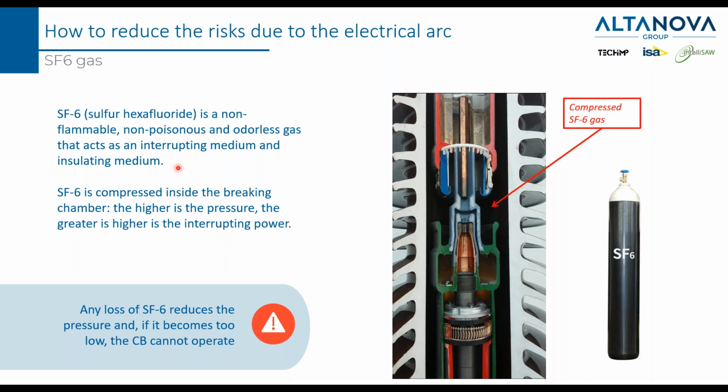The power of this gas is proportional to the pressure. So the higher the pressure, the greater the interrupting power. It's very important to keep control of the pressure inside the chamber, because if the pressure reduces and becomes too low, the CB cannot operate and must be put out of service, and then a refill of the gas must be done.